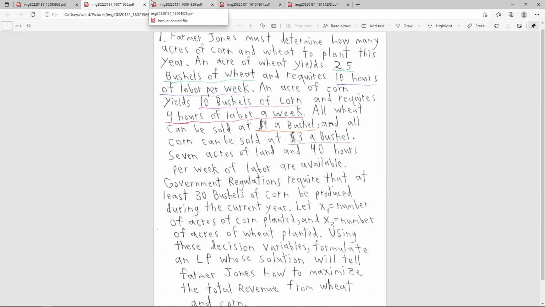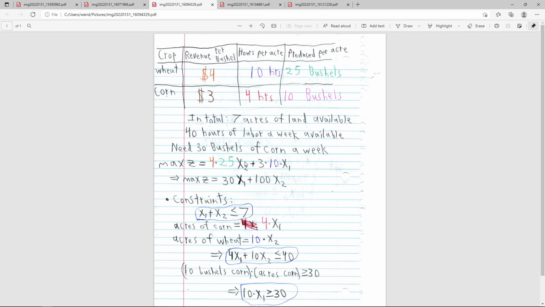Real quick, just make sure x2 is the number of acres of wheat and x1 is the number of acres of corn. So $4 per bushel of wheat, so 4 times 25 bushels, because that's how many are produced per acre. Revenue per bushel times bushels produced per acre gives us our revenue per acre. So it's 100 revenue per acre of wheat, so it's 100 times x2 acres. And the same with $3 per bushel times 10 bushels an acre gives us 30x1. And that's our maximizing z function, our objective function.